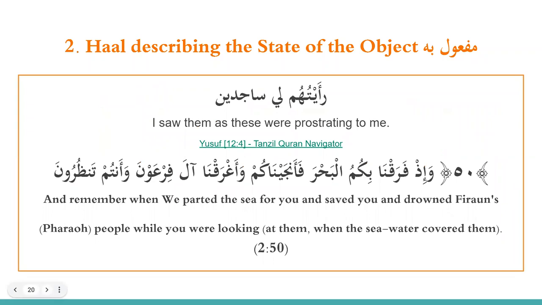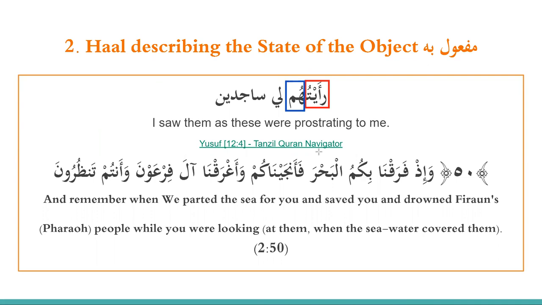So we have an example on this slide in which Haal is describing the state of the object, maful bihi. Okay, so this ayat, the first ayat on the top, ra'aytuhum li sajidin. So over here, fail is ra'aytu. Ra'aytu is fail, and tu is fa'il, attached zamir muttasil. So this is fail. I saw. And whom is maful bihi. I saw whom?